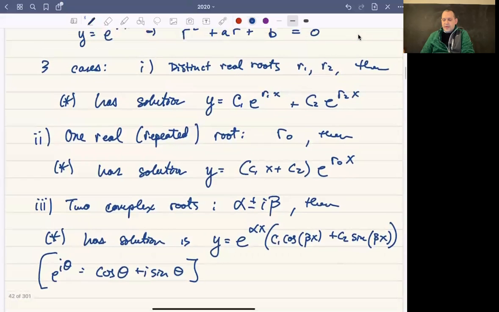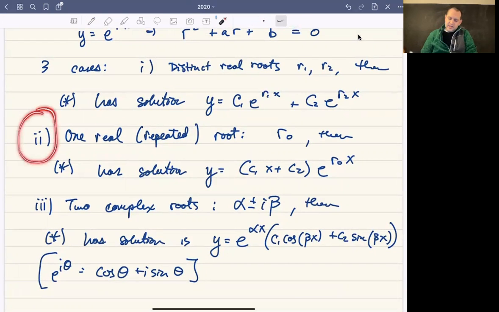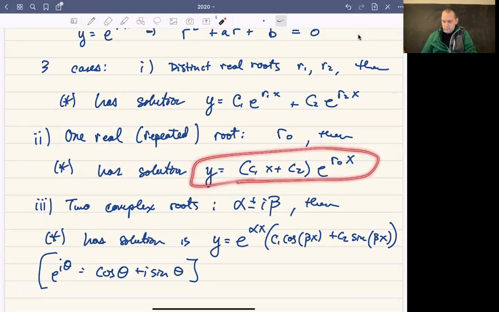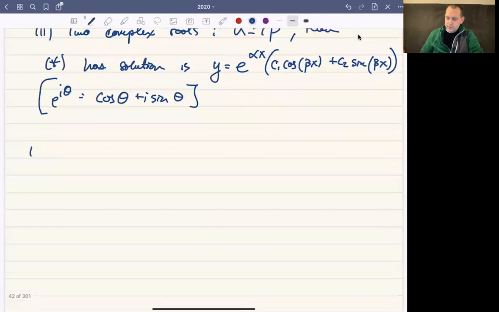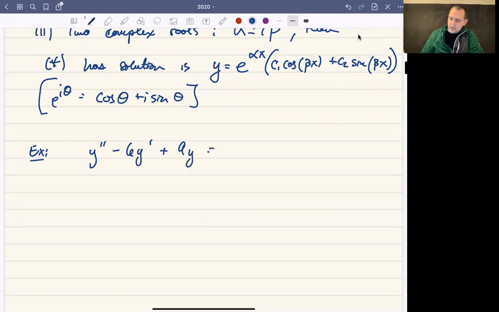So these are really the three cases, and once we have this, we can solve all second order linear ODEs with constant coefficients. But let's zoom in for a second on the second case, because I think it's worth talking about why it behaves the way it does. I'll go through this as an example. Let's consider the differential equation y double prime minus 6y prime plus 9y equals 0.